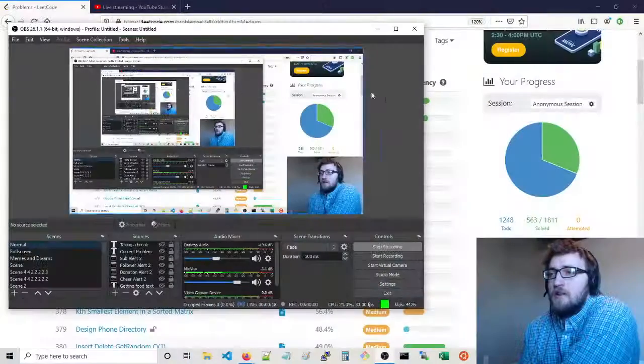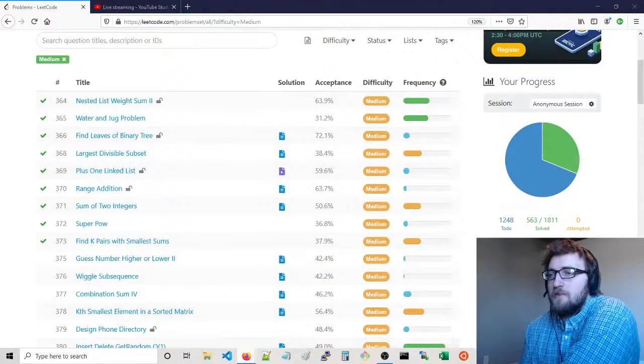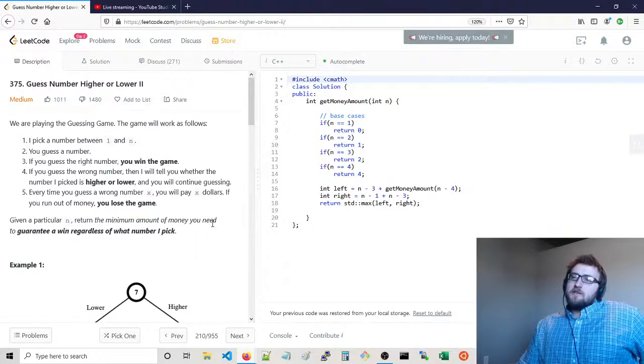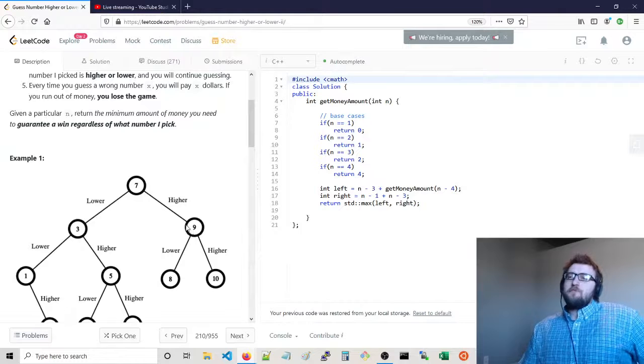We're going to pick up where we left off before. We were looking at this problem here: Guess Number Higher or Lower. Also, happy Good Friday. Let's see how far we get today with these problems. We were looking at this yesterday, and I had something of a solution, but it was incorrect.